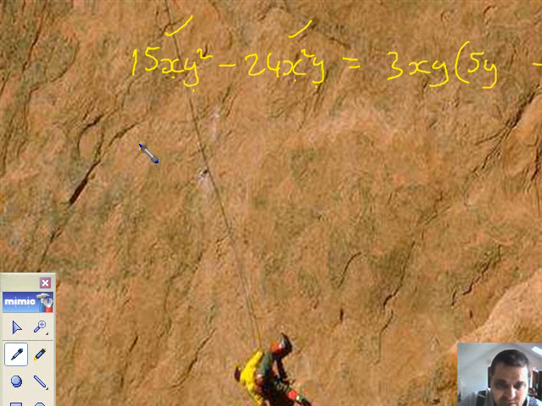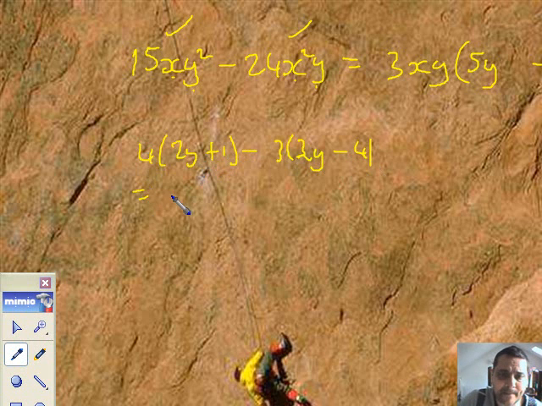I've got to simplify some of these. I'll just do one of them. I'll do 6c, because it's got negatives in it. And take away 3 lots of 2y, 2y minus 4. Okay, multiplying out. 8y plus 4 minus 3 times 2y, minus 6y, minus 3 times minus 4 is plus 12.